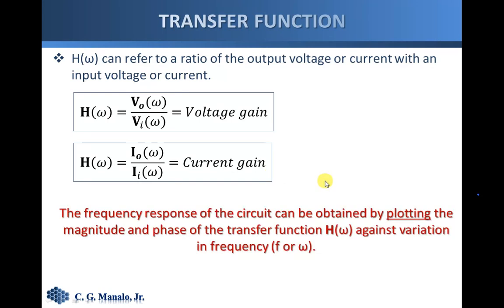So how do we relate frequency response to the transfer function? Frequency response is simply obtained by plotting the variation of the magnitude and the phase of the transfer function against any variation in the frequency.